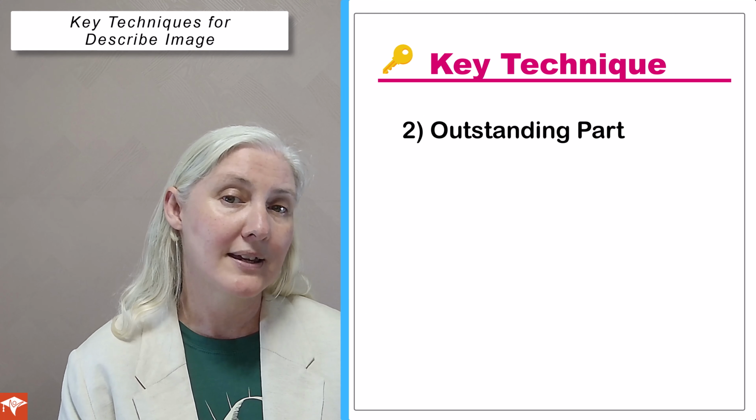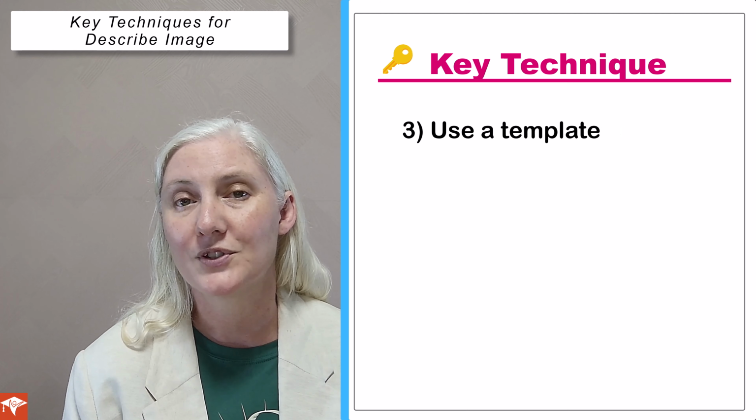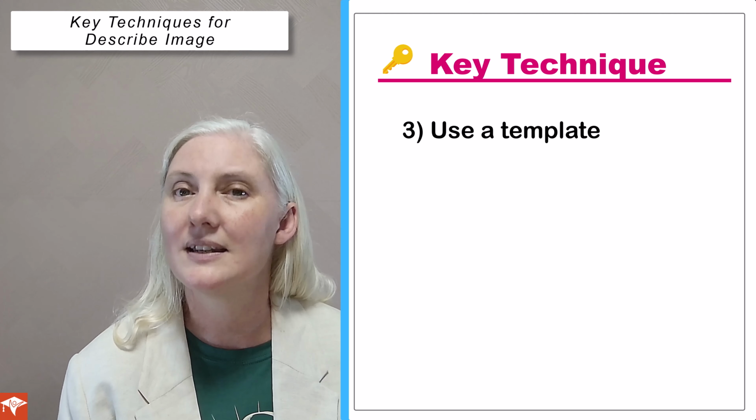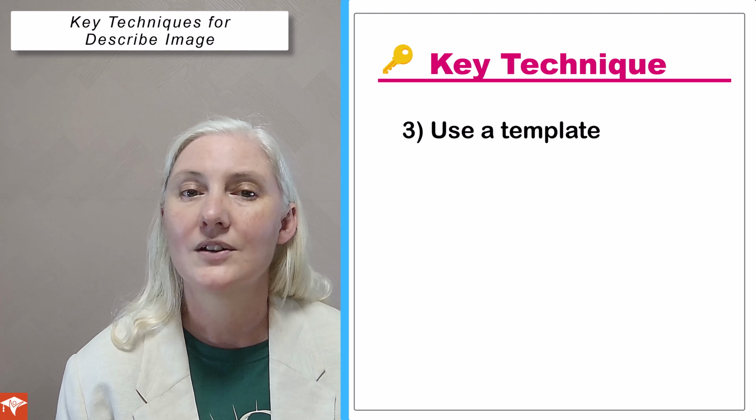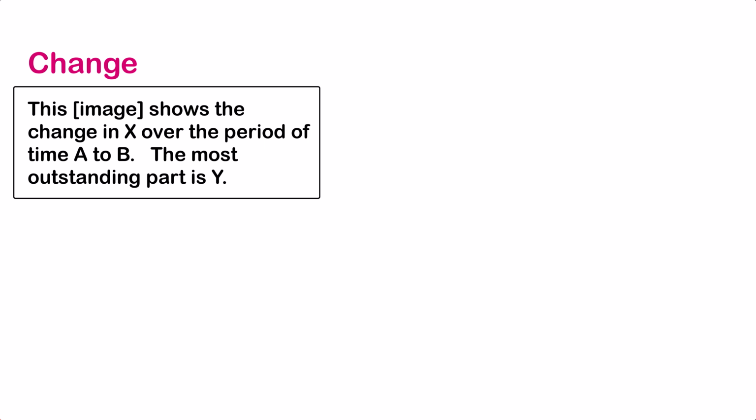Now, step 3, use a template for your first 2 sentences. It makes it easier to be clear. So use this template for change. This image shows the change in X over the period of time A to B. The most outstanding part is Y.